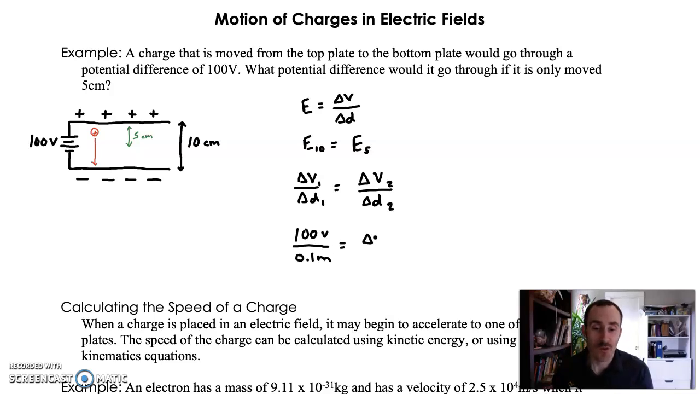And we're trying to solve for what's the potential difference for 5 centimeters, which is 0.05 meters. And when you multiply by 0.05, you get potential difference number 2, or the potential difference for 5 centimeters, is 50 volts. Okay, so it is a perfect ratio. If you go halfway, you're using up half the potential. If you go a third of the way, a third of the potential. Okay, so that's really just a useful piece of knowledge that you can use in problem solving.